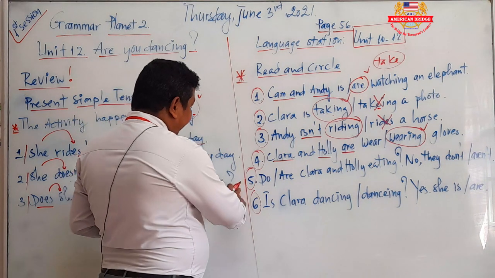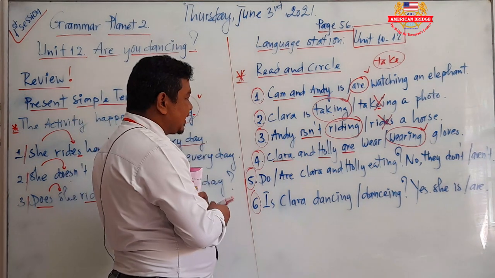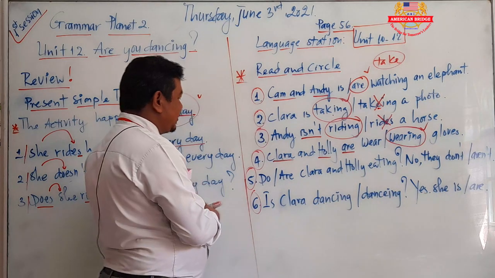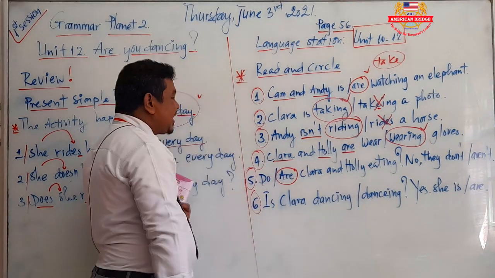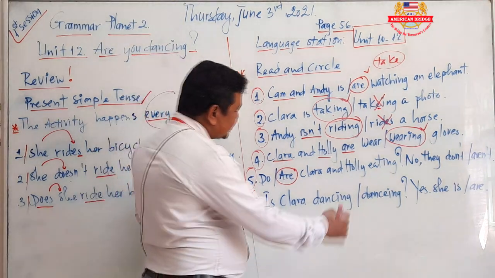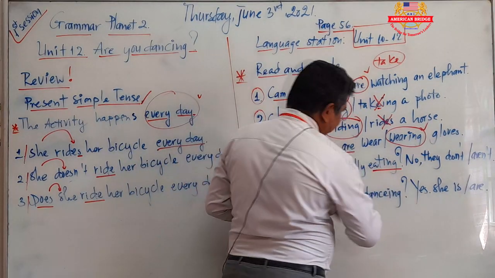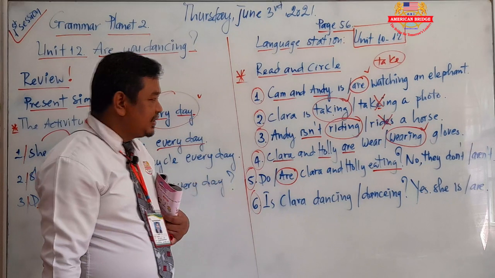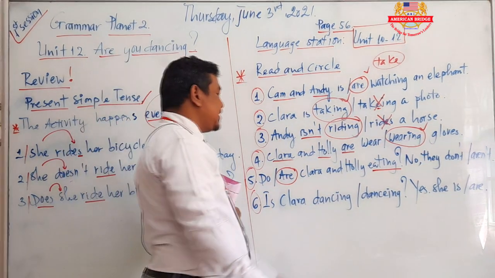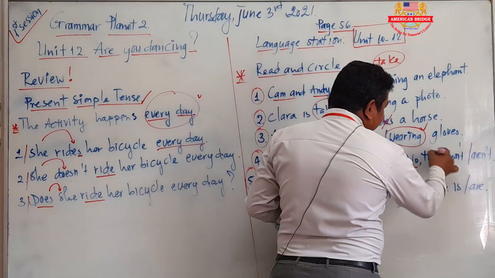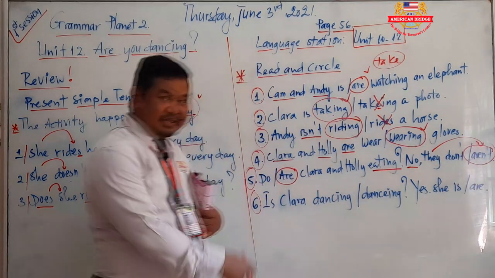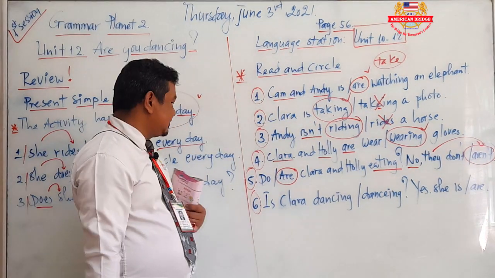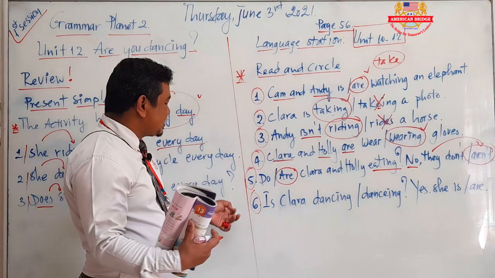Also number 5. Are Clara and Harley eating? So you have to circle this one, it is a question sentence. Are Clara and Harley eating? Because the verb is eating. Yes or no. They don't know. They aren't. They say no. If they say no, they aren't. This one is the correct answer. Yes, no, they aren't, not they don't. Okay, so move to number 6, students.